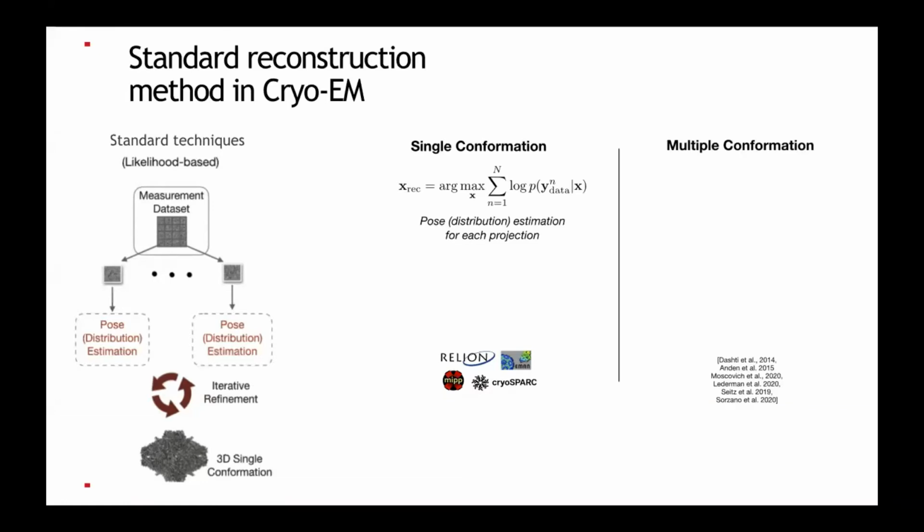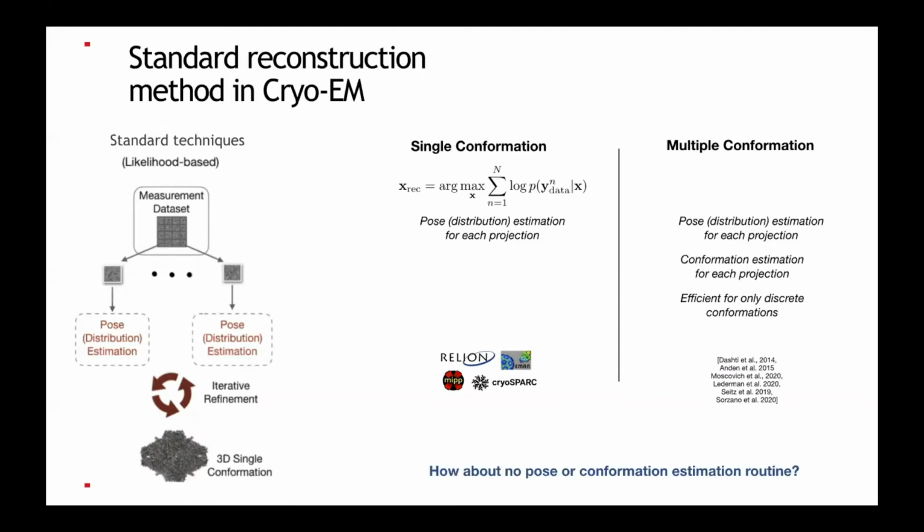And for multiple conformations, we have many algorithms which try to estimate the pose for each projection, as well as the conformation for each projection. Because of this nature, they are mostly efficient when the particle is exhibiting discrete conformations. So now we are wondering if we can have an algorithm for which we don't need to estimate pose or conformation for each of the projections, so that the method can be less complicated.